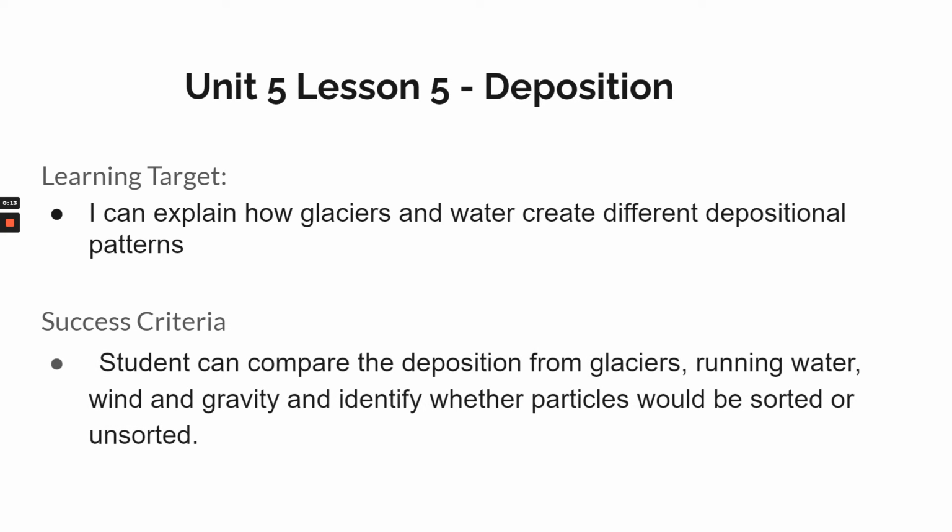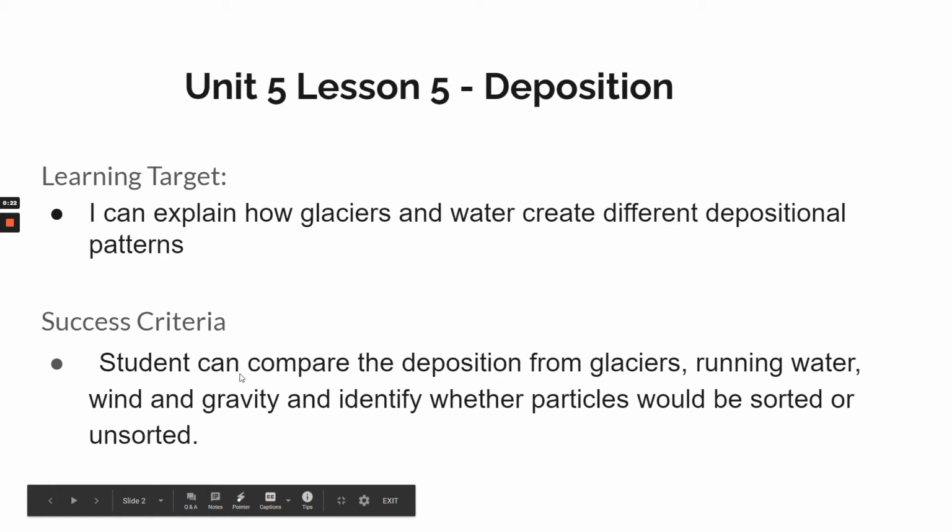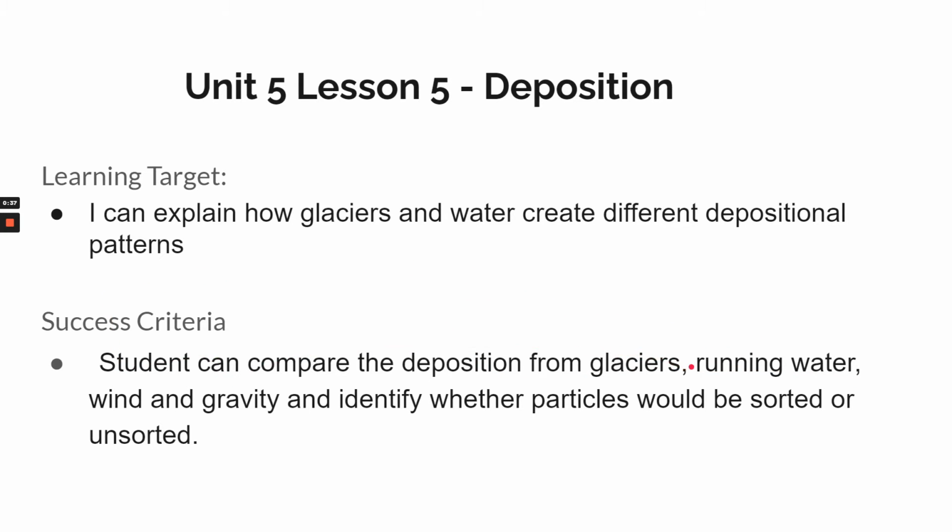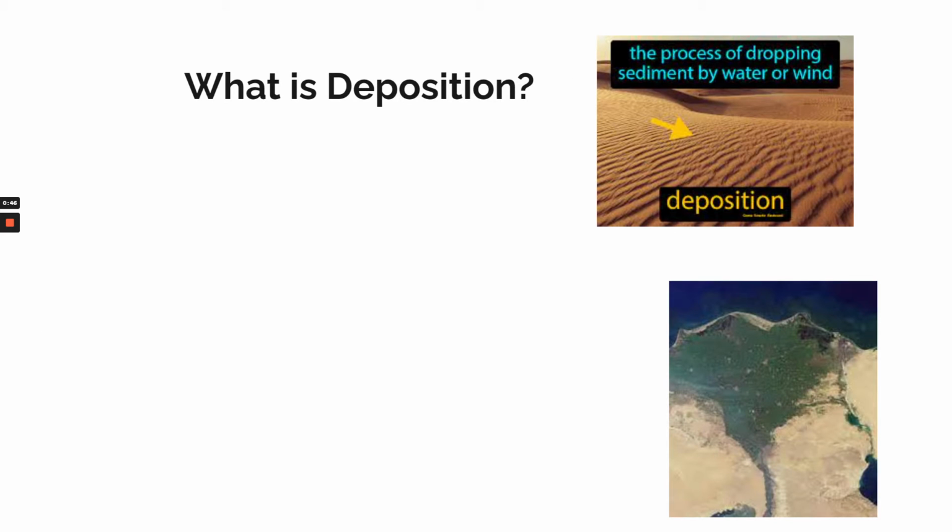And our success criteria: a student can compare the deposition from glaciers, running water, wind, and gravity, and identify whether particles would be sorted or unsorted. So when we look at depositional patterns, we're going to be looking at the way things are deposited. There are sorted and unsorted depositional patterns, and depending on the agent of erosion, whether it's glaciers, running water, wind, or gravity, you have different types of sorting and different ways that materials are deposited. So they may form certain kinds of structures, or they may be organized a certain way.